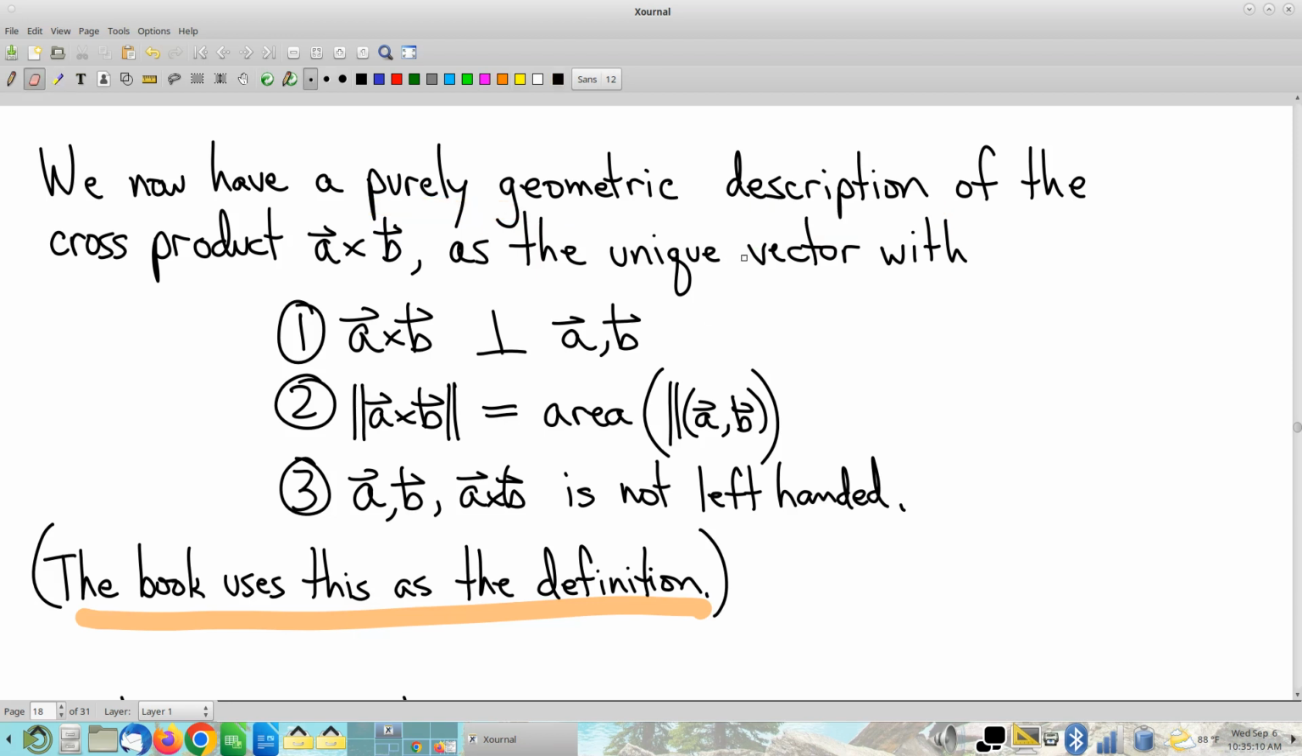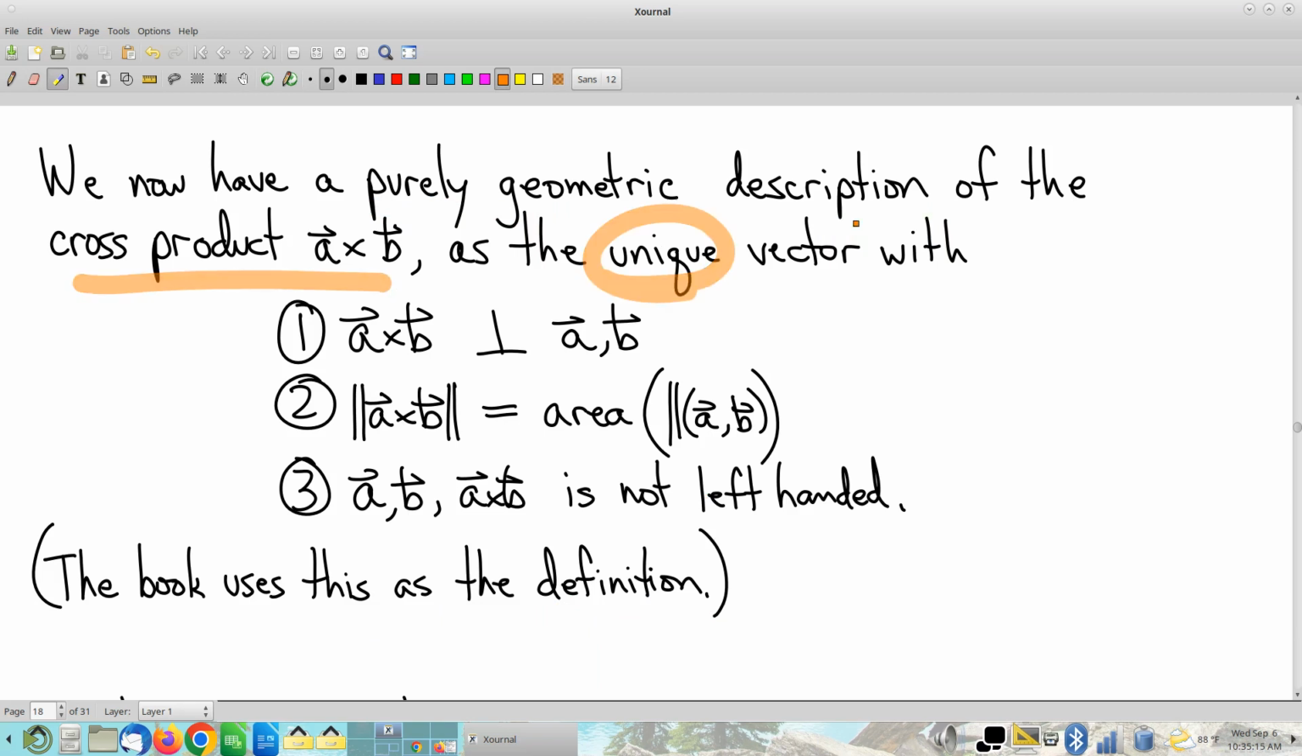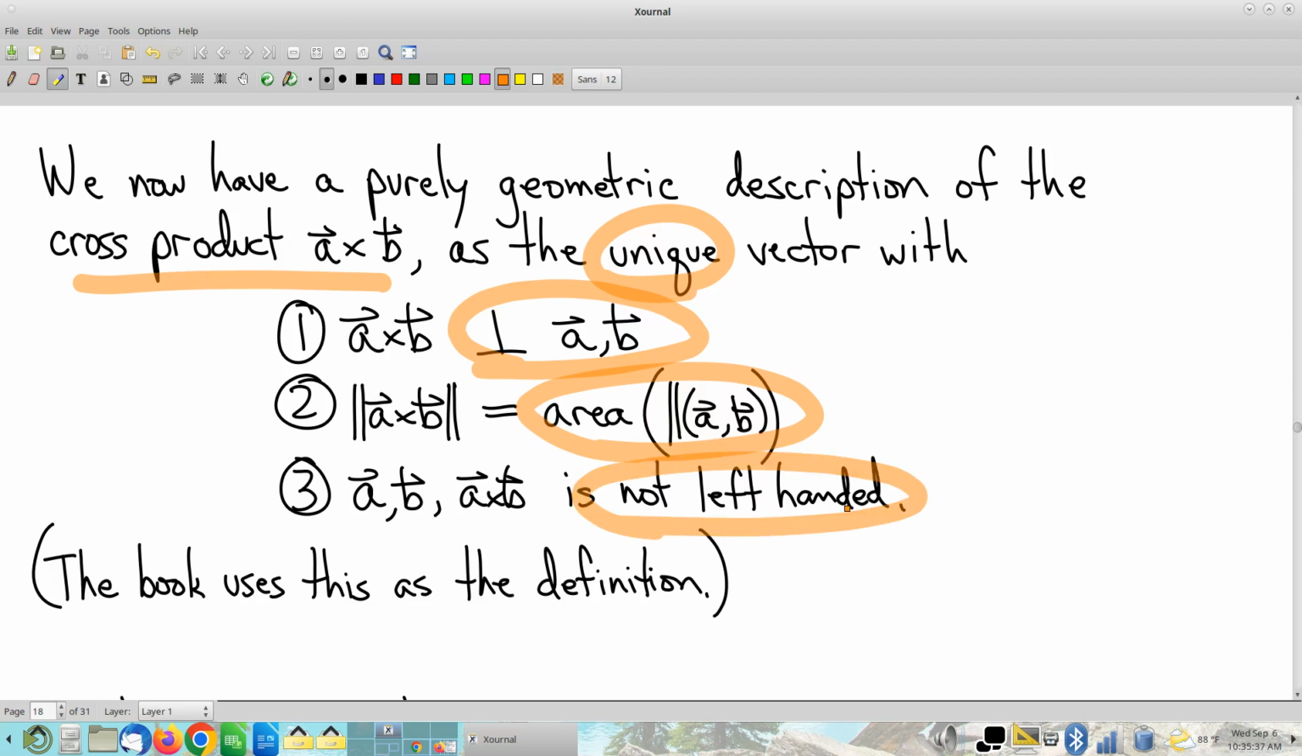So anyway, what is this geometric description? The cross product is the unique vector that satisfies these conditions. It's the unique vector, in other words, that is orthogonal to the two inputs, whose magnitude gives you the area of the corresponding parallelogram, and that makes this list not left-handed. There will always be exactly one vector that will do that.